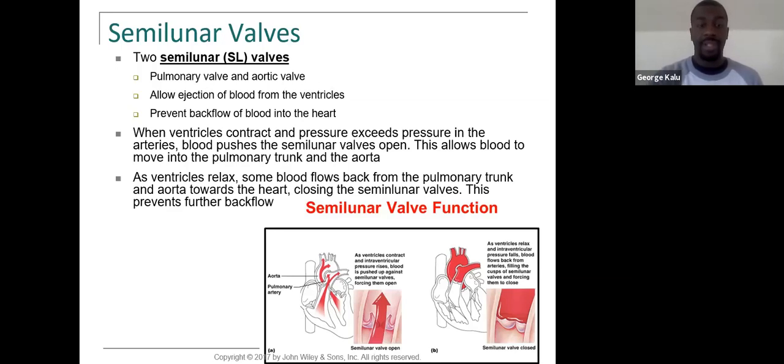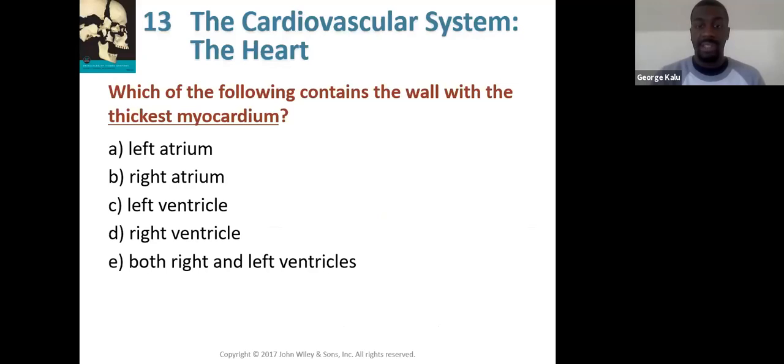Question here. Which of the following contains the wall with the thickest myocardium? Left atrium, left ventricle, right ventricle, or both the right and left ventricles? You should be getting the left ventricle.